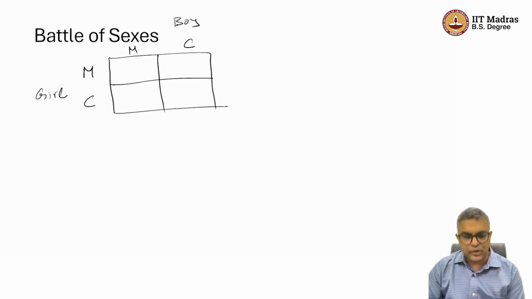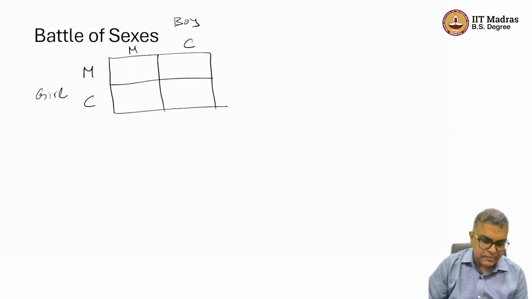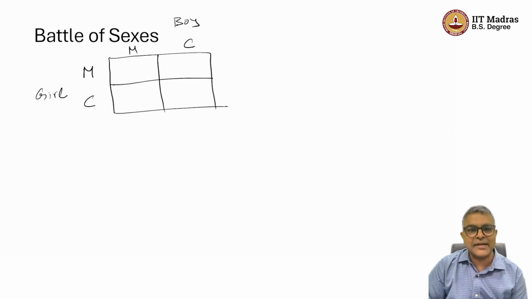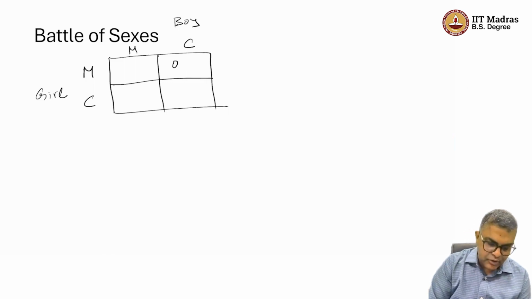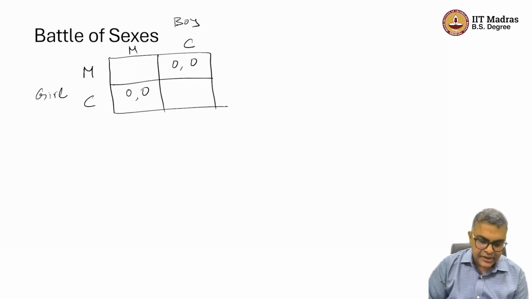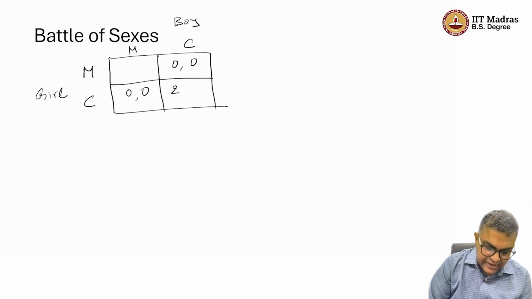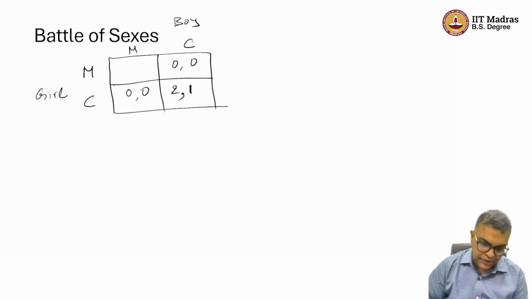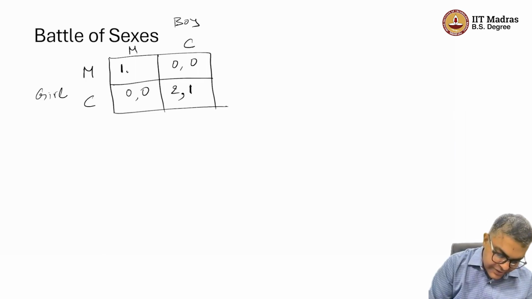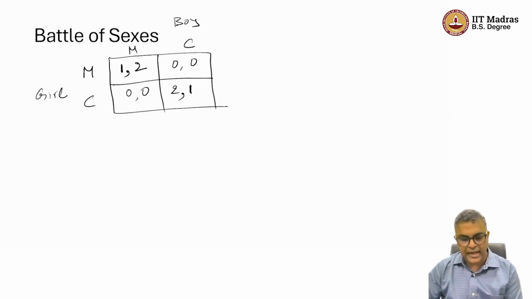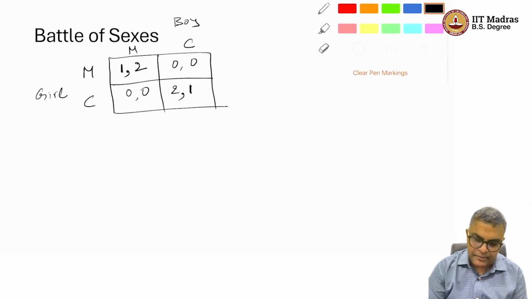It seems because they like each other, they would like to spend time together. So if one ends up watching a movie and another ends up watching a cricket game, then they don't get any payoff, so it is zero. Girl happens to like the cricket match more, so girl gets a higher payoff from watching the cricket match, but boy is also spending time with girl, therefore he also gets some payoff, but boy likes the movie more, so this is what we have. Now we have to obtain the Nash equilibrium of this game.